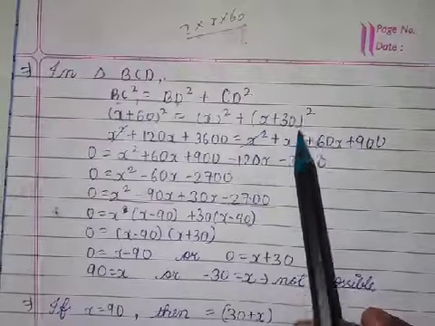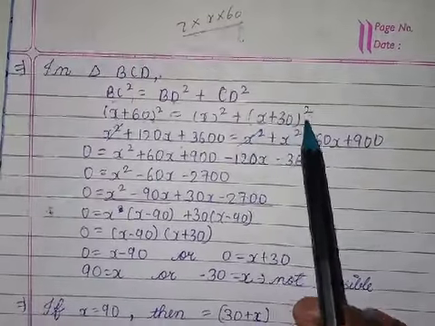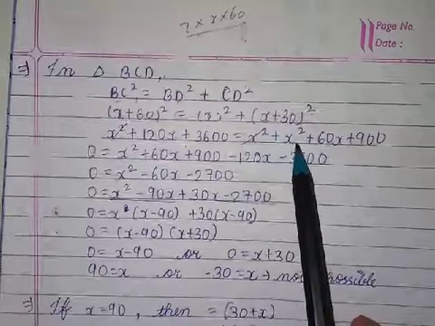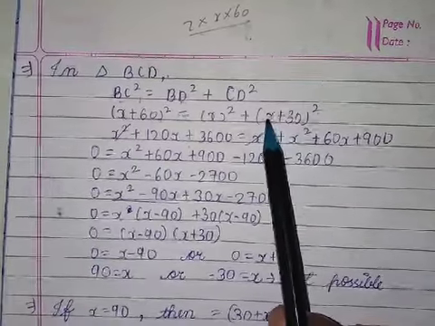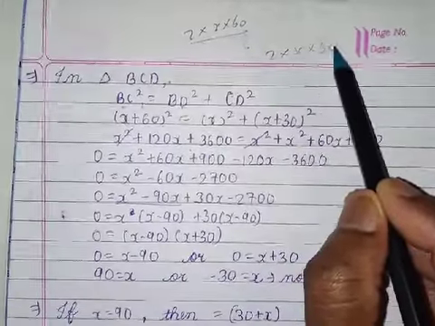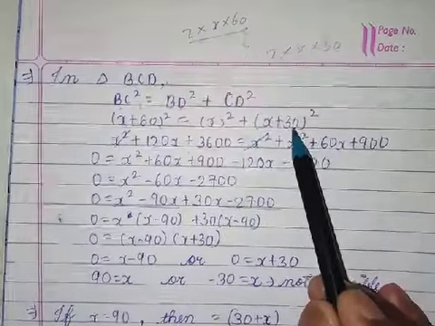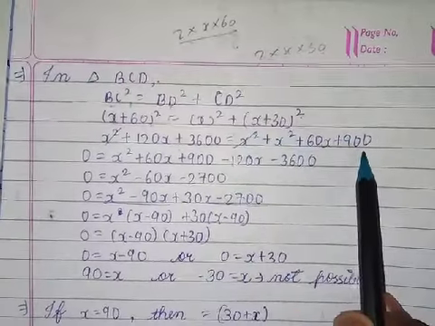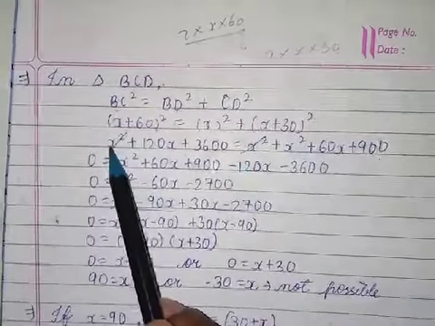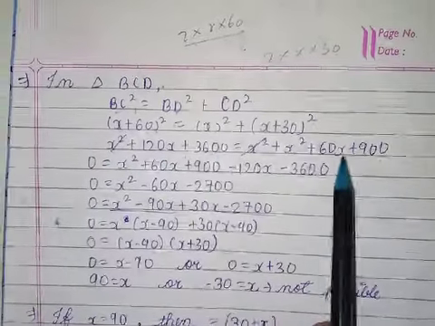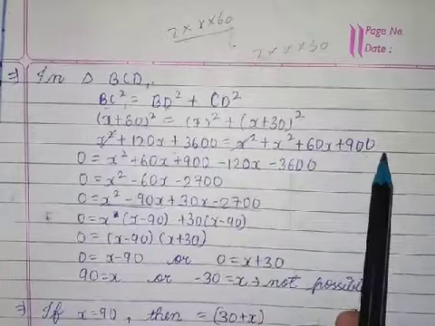Then again a plus b whole square: a square plus 2ab plus b square. A is x, so x square. 2ab, so 2 into x into 30, so it is 60x. And the square of 30 is 900. So x square, one x square will cancel. So x square is here. So let these terms, these two terms, let's move on.